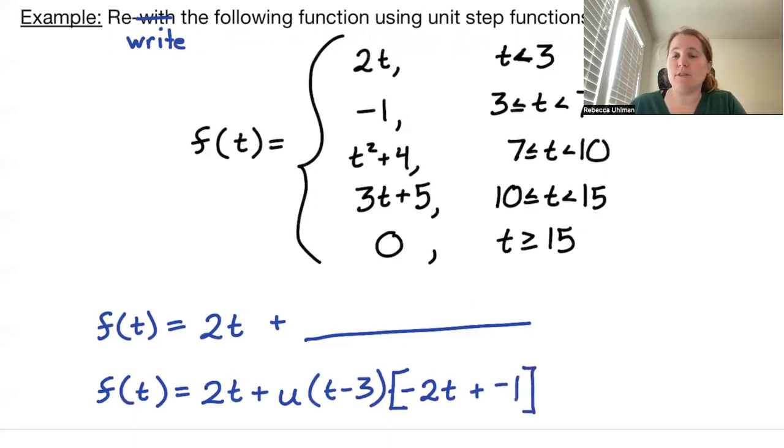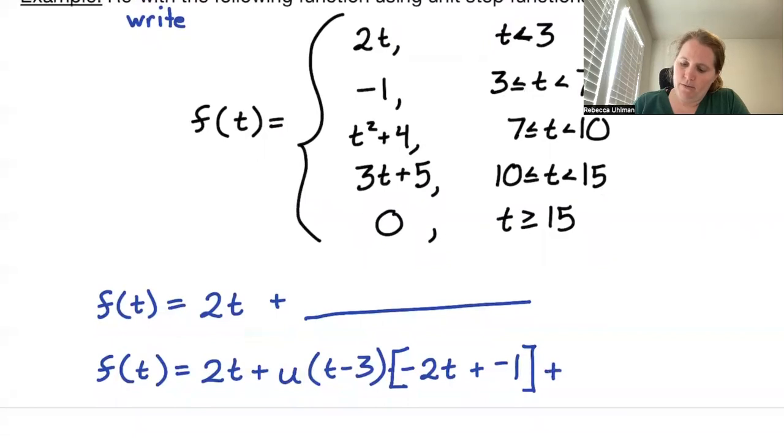So again, for t less than 3, u of t minus 3 equals 0. And so that second component just disappears and we have 2t. For t3 or larger, u of t minus 3 is equal to 1. And so we would have 2t plus -2t, that cancels out. And we're just left with the -1 we were aiming for. Then we have something else tagged on.